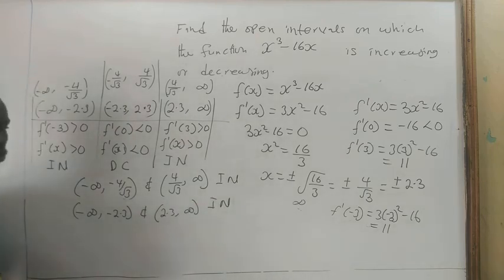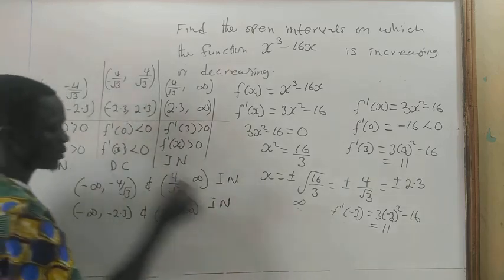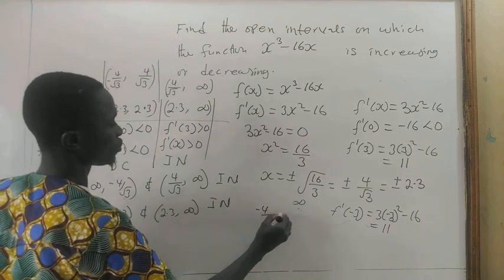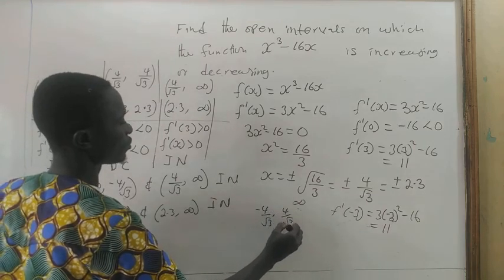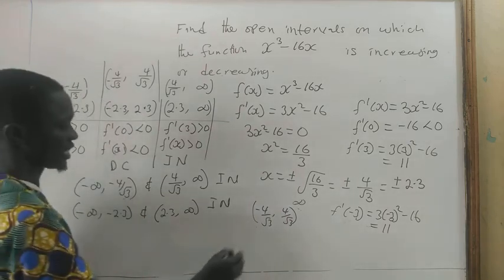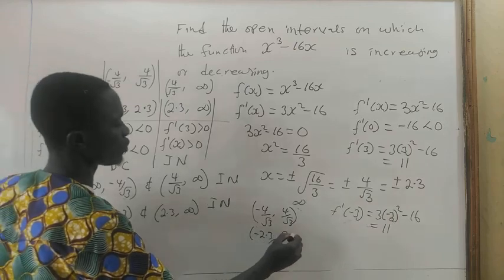And the function is also decreasing on the interval, if you are using this one, minus 4 on square root of 3 to positive 4 on square root of 3. And then if you are using the decimal, you say that the function is decreasing on negative 2.3 to positive 2.3.